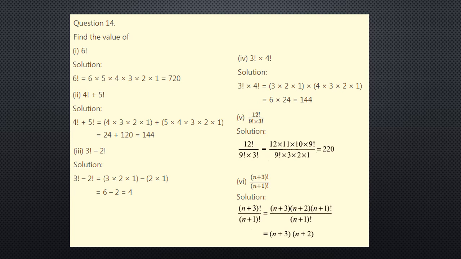Question number 14. Find the value of 6 factorial, that is 6 into 5 into 4 into 3 into 2 into 1, that is 720. Similarly, 4 factorial plus 5 factorial, so the answer is 144. Then 3 factorial minus 2 factorial. This is important, students. First you find 3 factorial, that is 6. Then find 2 factorial. Then you can subtract. So subtraction at last, that is important. 3 factorial into 4 factorial. Therefore, here find 3 factorial, that is 6, and 4 factorial, 24. Therefore, finally 144.